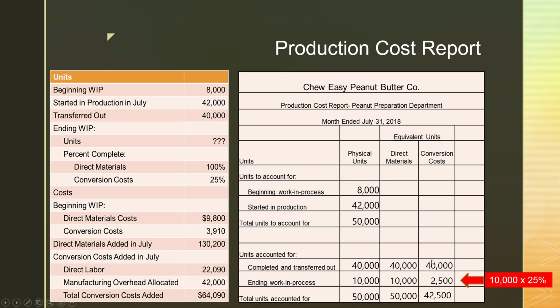And what this means is all of the units that came through Chew Easy's peanut preparation department during this month of July cost them approximately the same amount for conversion costs as it would have cost to complete 42,500 units the whole entire way. And we're going to need this, our equivalent units of production, as they call it, to calculate out what our cost per unit is later.